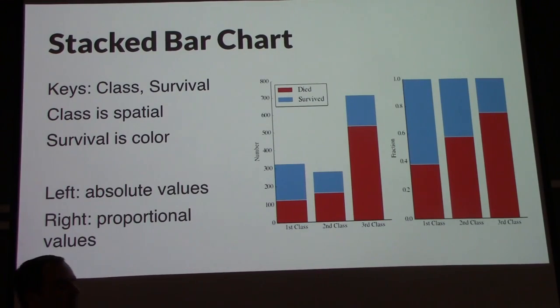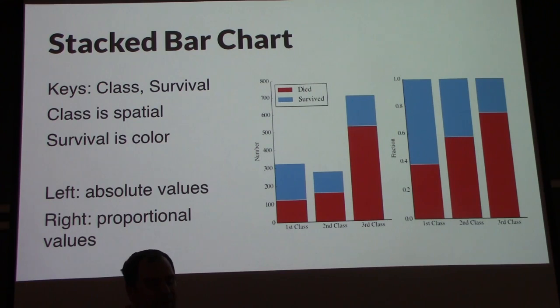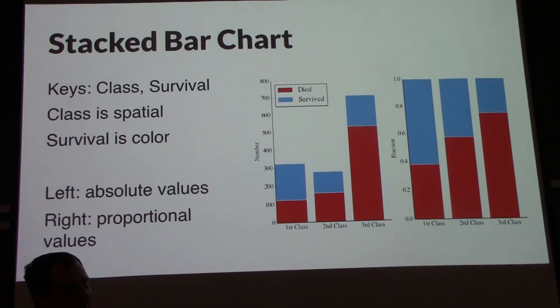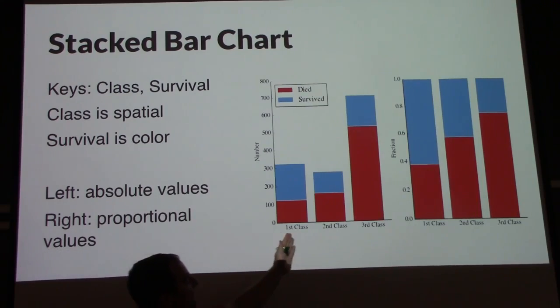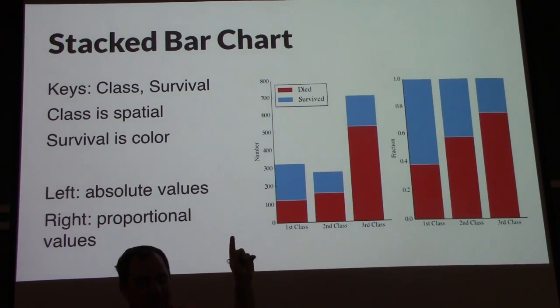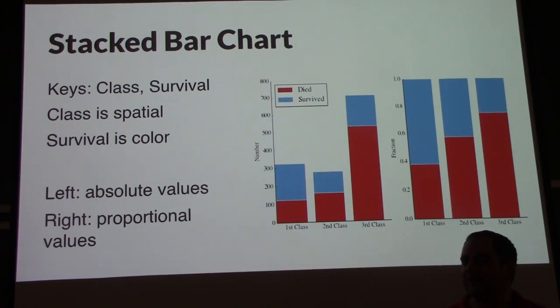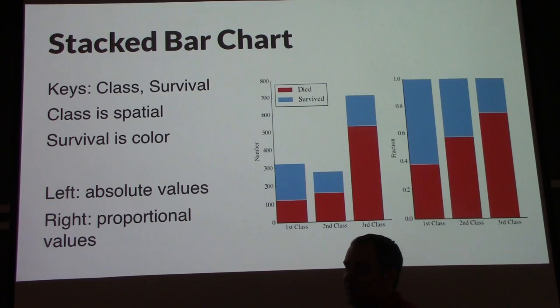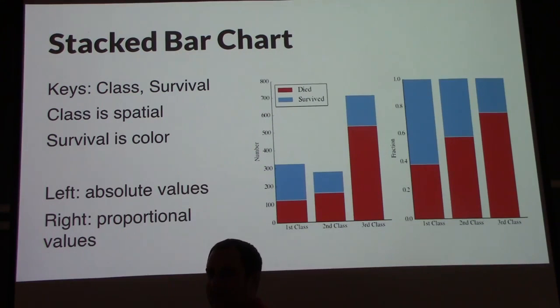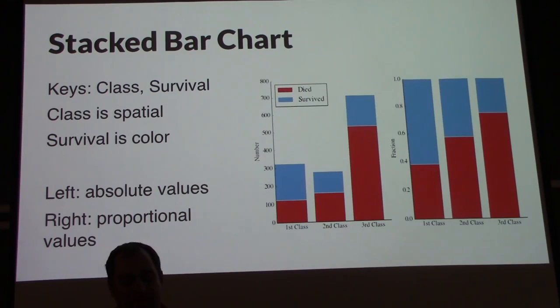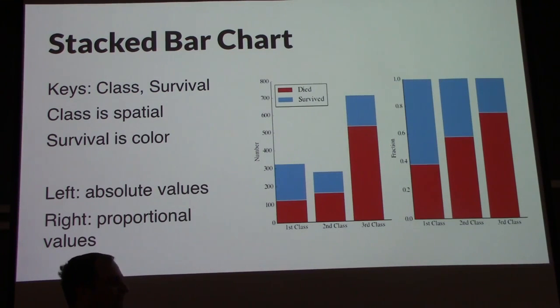What is recursive subdivision? It's something like here in this bar chart. We use the key class to partition it. So the class is spatial, first class, second. Oh, by the way, this is a Titanic data set. All the people who were on the Titanic, which class they were in, what their sex was, whether they died or survived. We'll be using this data set a couple of times today, so it makes sense to think about it.